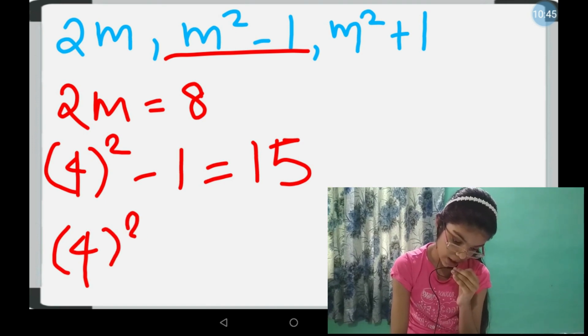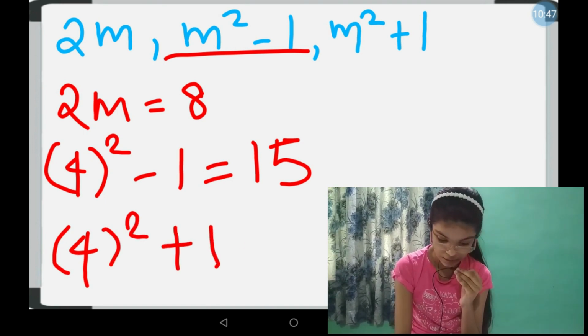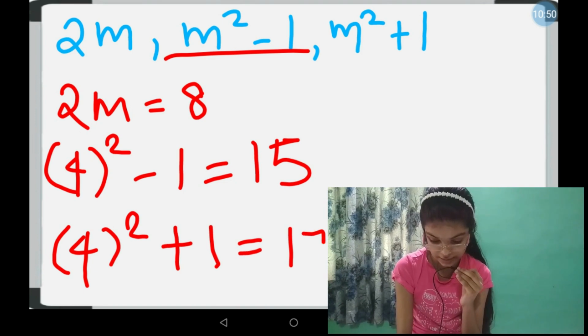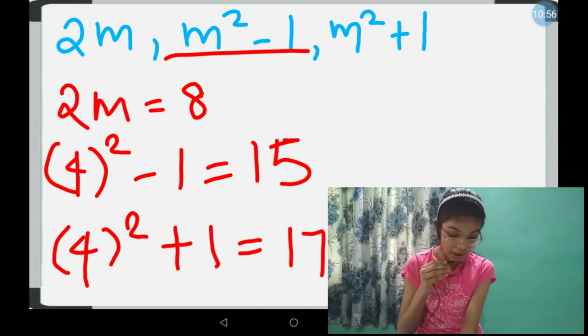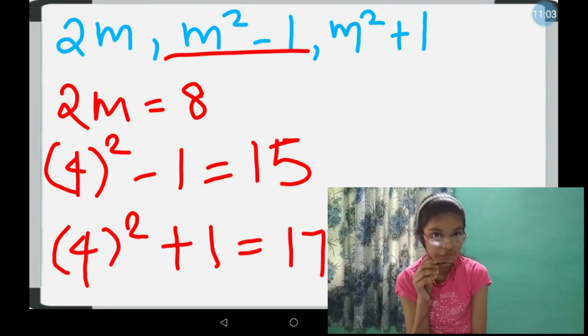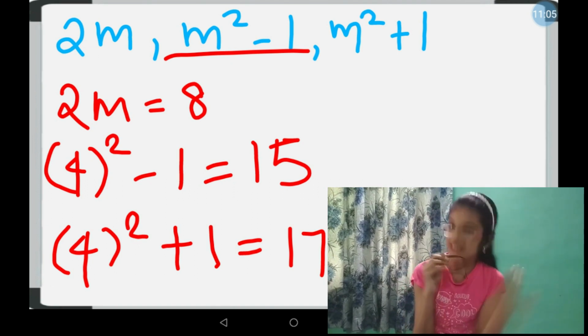4 squared plus 1, which is 17. We've actually found the triplet, which is 8, 15, and 17. Yippee! Now, let's do one more sum to get this really good.